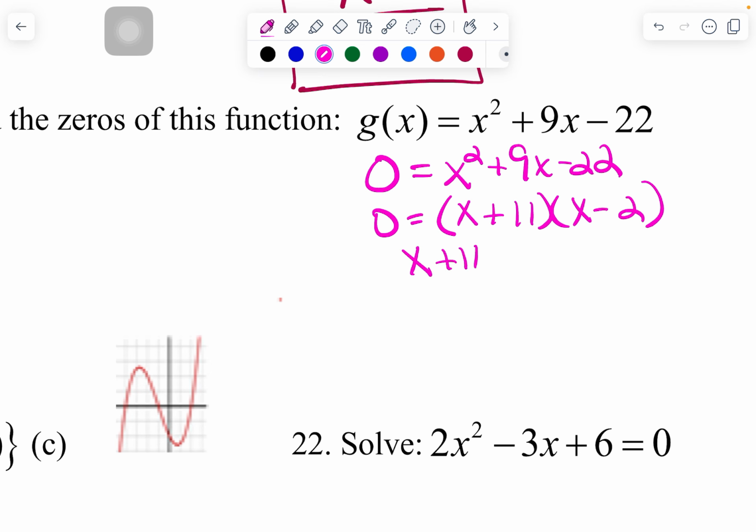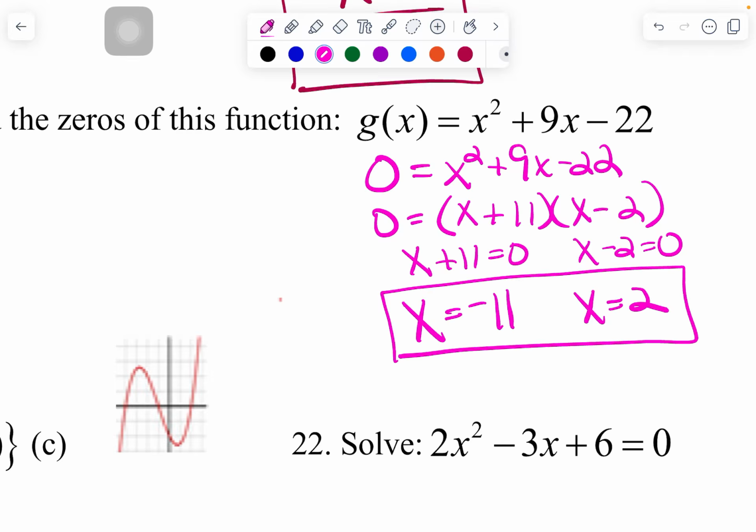Set each factor equal to 0. So that's going to get you x equals negative 11 and x is equal to 2. We got two answers here because each of your factors had a variable in them. So we get zeros from both.